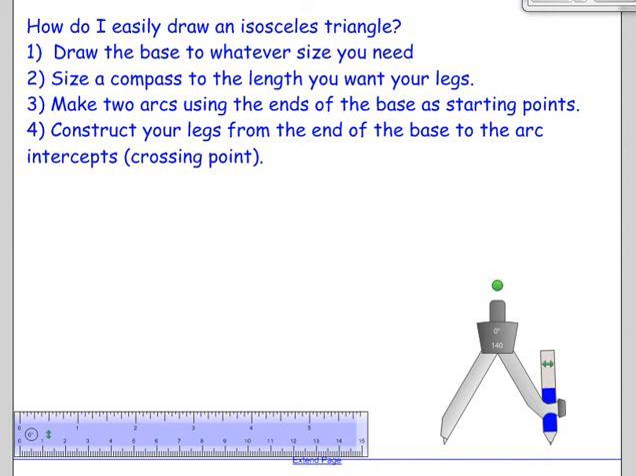So let's go ahead and draw an isosceles triangle, and we'll make it a 2-inch base, and we'll make the legs 3 inches. So how do we do this? You don't need to write down these instructions. I've just sort of put them up here. You can just follow along with what I do here with the straight edge and compass.